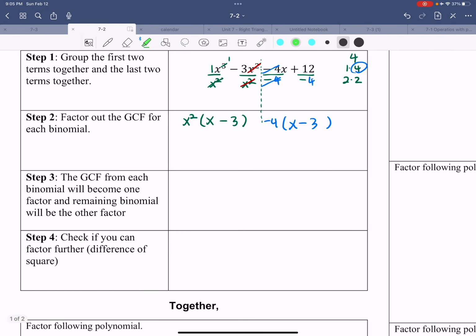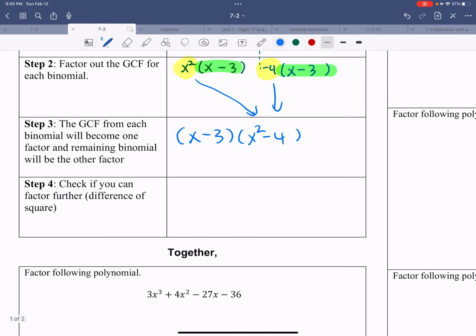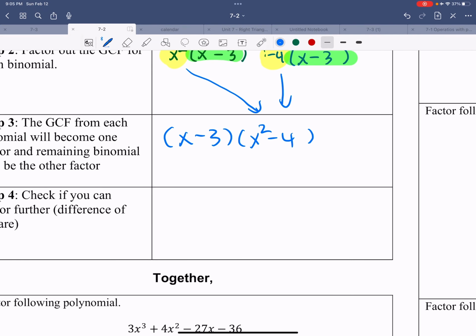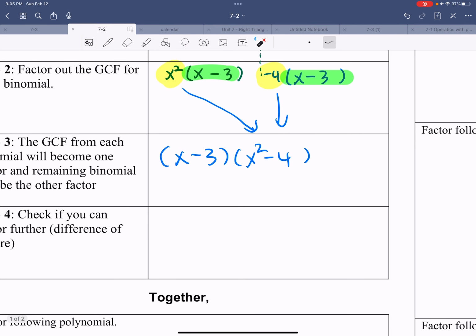Step number 2. Now you're going to factor out the GCF for each binomial again. Do you see this 2? We have this 2 in common. You're going to take this one out because you have it in common as a factor. And we got the remainder, which is x squared and minus 4. You are going to put them together inside a parenthesis. Again, factoring out minus 3 for each one of them. And that's what you have left over.